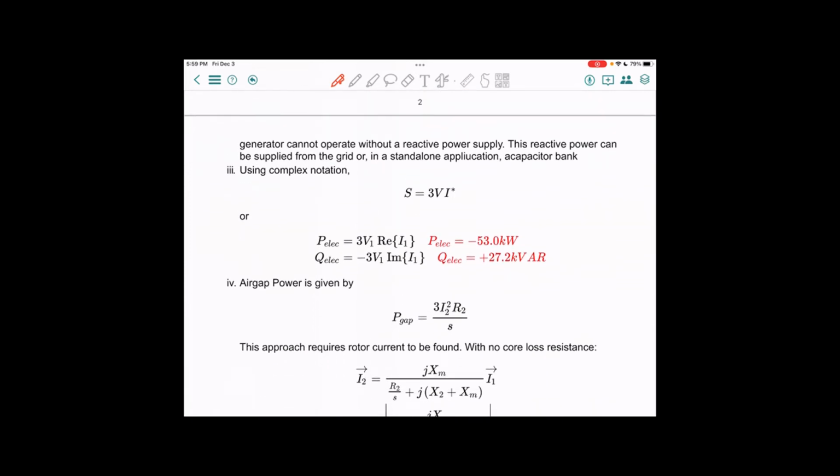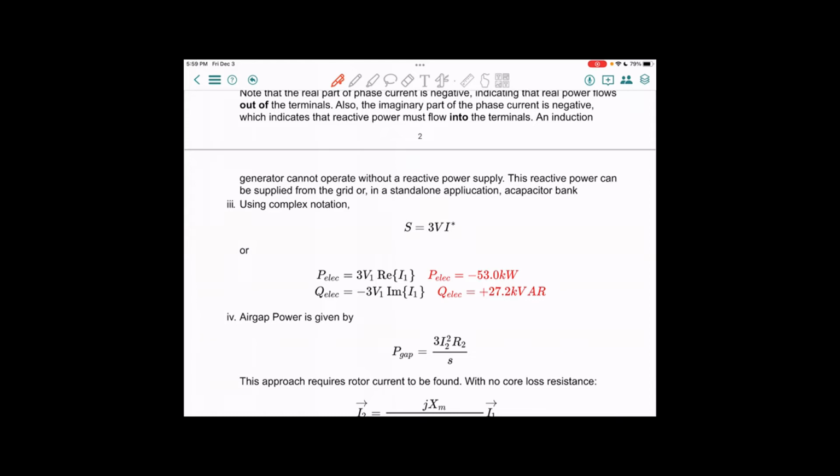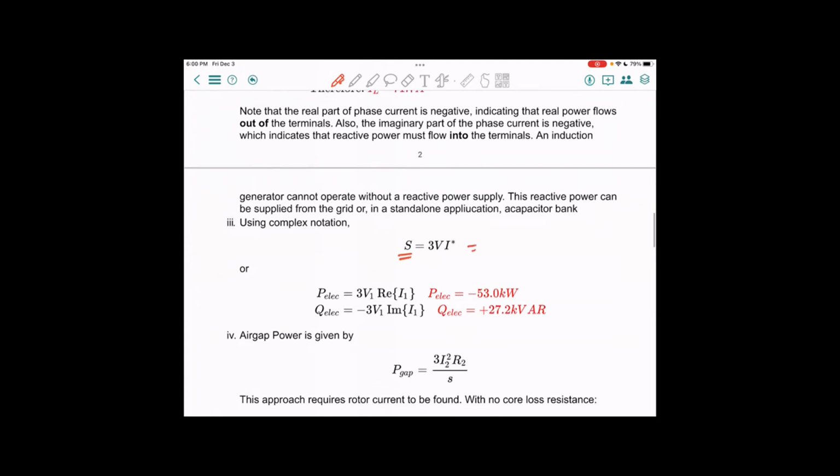If you want to calculate the active and reactive power of the machine, the easiest thing is to find S, the apparent power, which equals 3 V I conjugate. The conjugate means you switch the sign of the imaginary part of the current. If the imaginary part is positive, you make it negative. If it is negative, you make it positive. So this will be 3 times V, which is 480 at angle 0, so it doesn't have an imaginary part, multiplied by I conjugate.